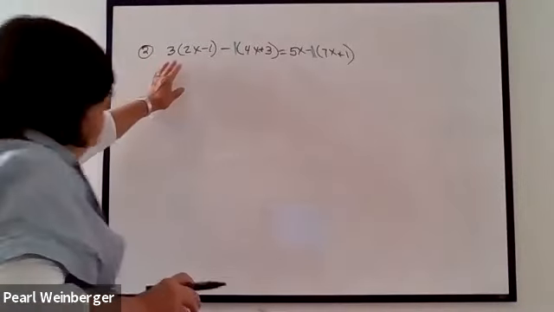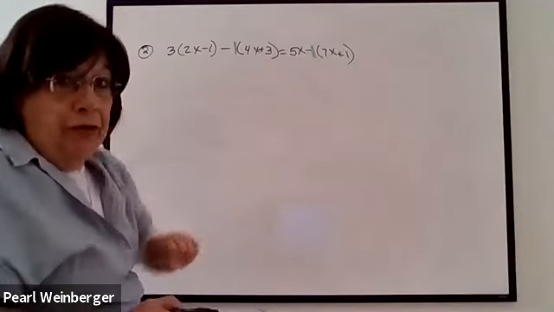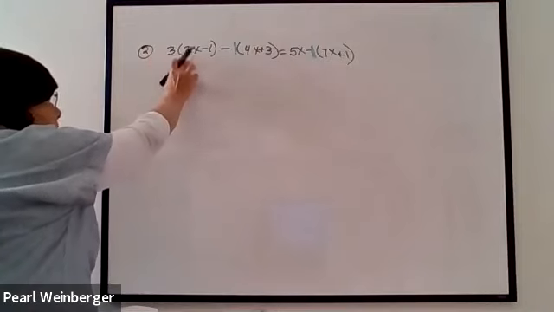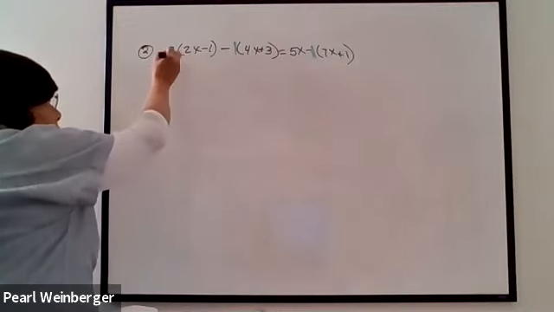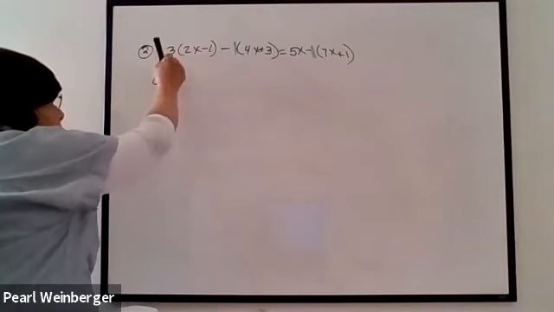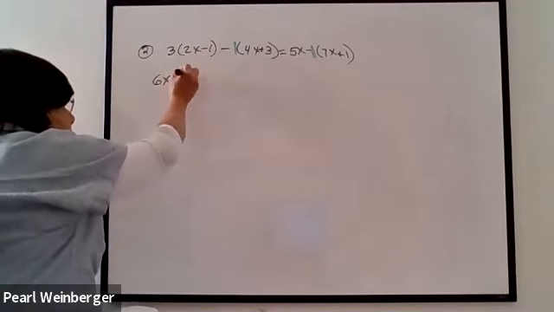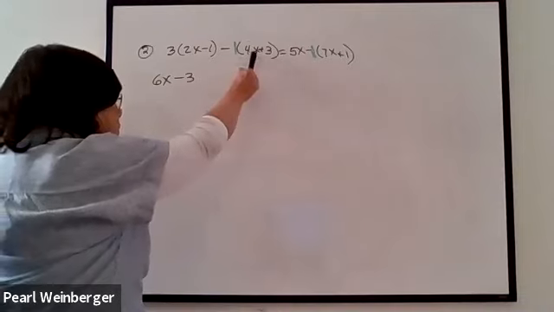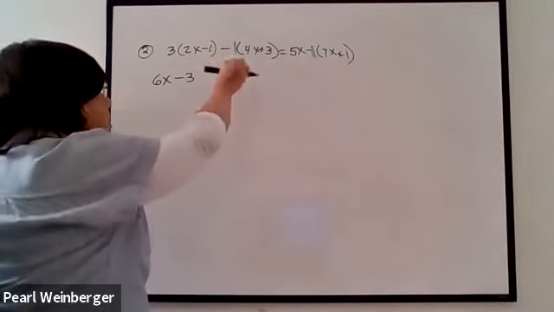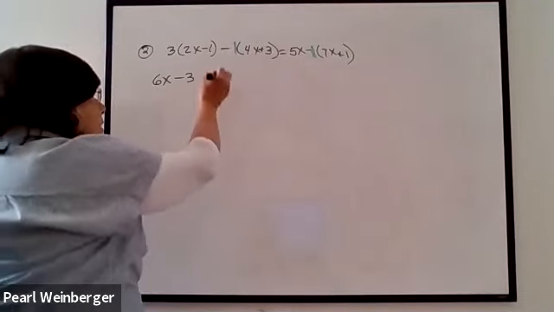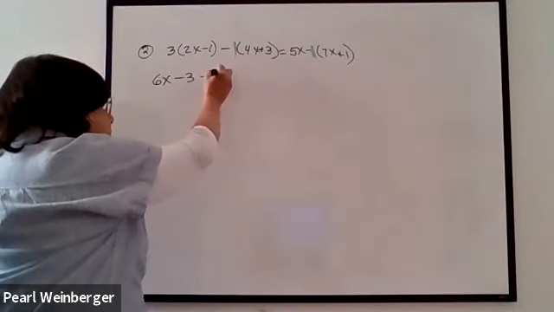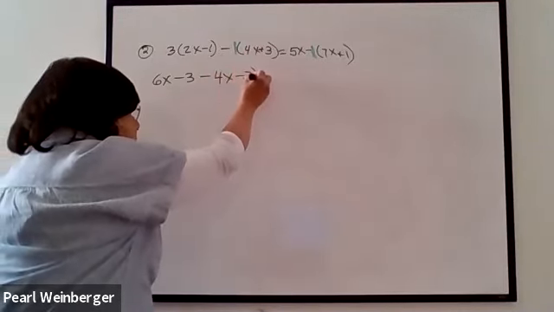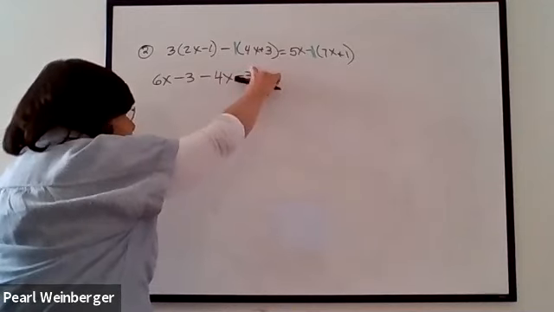So when I want to remove the parentheses, the first thing is to use the distributive property. So I'm going to multiply everything in this parentheses by 3. 3 times 2x will give me 6x, and 3 times -1 will give me -3. The next thing I see is a -1 in front of this parentheses, which means I have to multiply everything in this parentheses by -1. So -1 times 4x is -4x, and -1 times 3 is -3. No more parentheses.